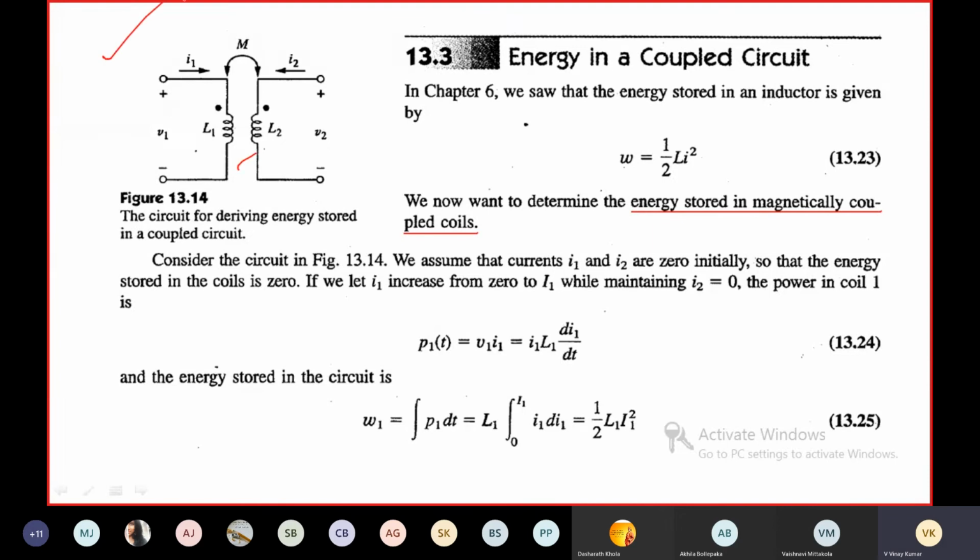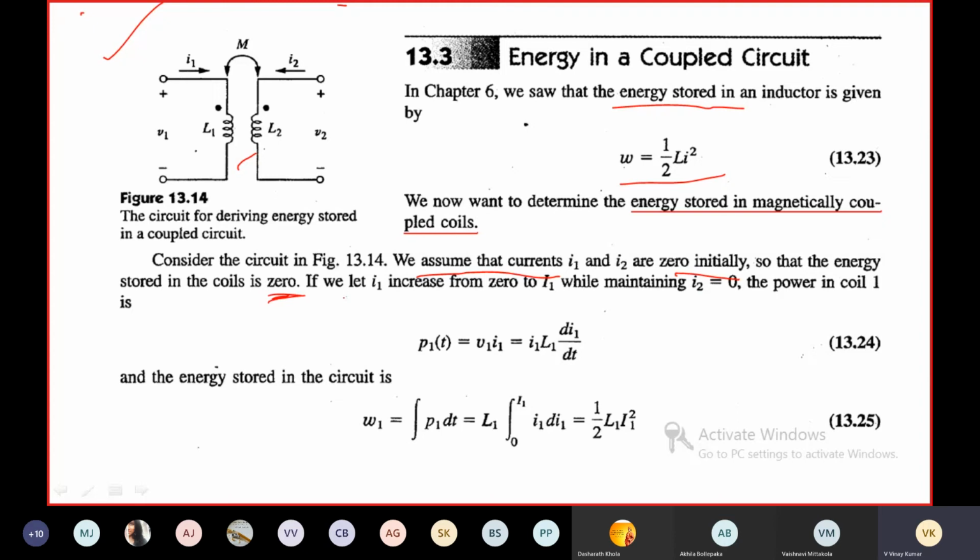Okay, coming to energy in coupled circuit. The energy stored in an inductor is given by W is equal to half L i square. Now we determine the energy stored in magnetically coupled coils. We assume that currents I1 and I2 are zero initially. If they are zero, the initial energy stored in the coils will be zero.